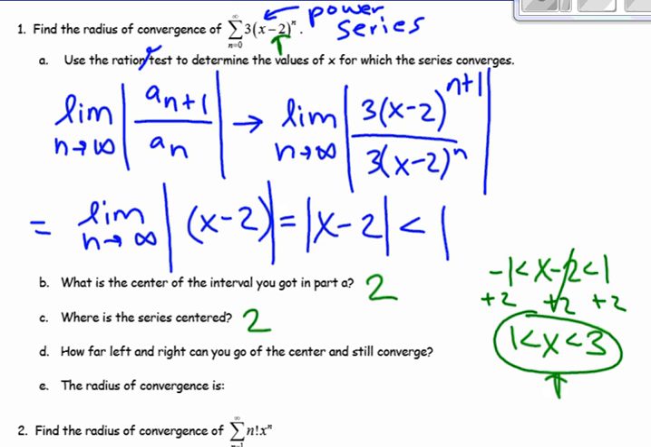Then what we're finding is the radius of convergence here. So how far left and right can you go of the center and still converge? If the center is 2, you can go to 1 or you can go to 3. That means I can deviate by 1. Therefore, the radius of convergence for this problem is 1.